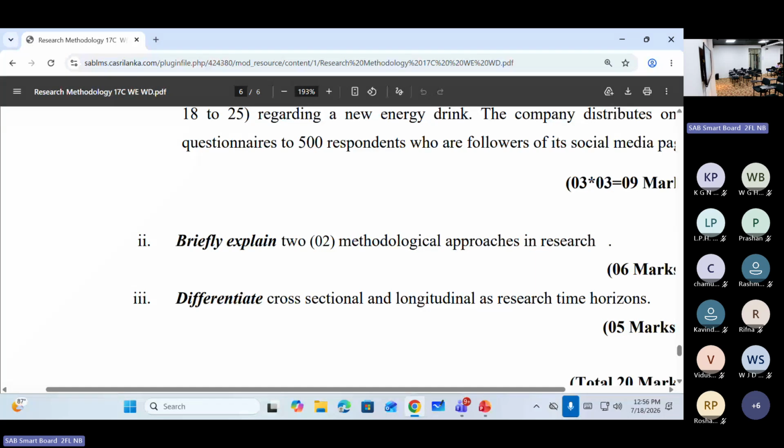Interviews, observations, and extraction of secondary data are the data collection methods. Data collection methods.